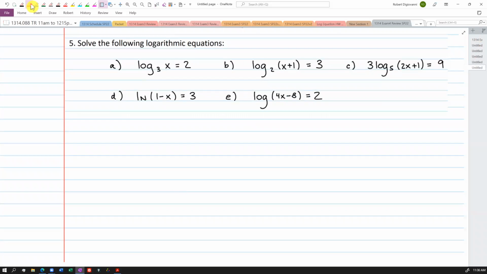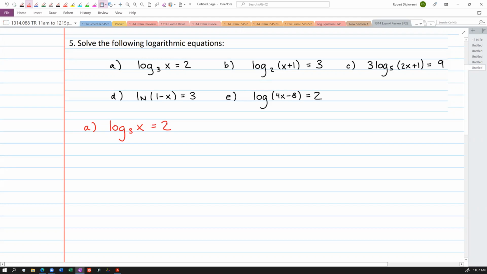Start with A. So these are logarithmic equations, right? I think it's obvious that they're logarithmic equations because there's a log, right? But the x that we have appears in the log, right? So how do we solve these? This is different than what we were just doing. What do we do here?